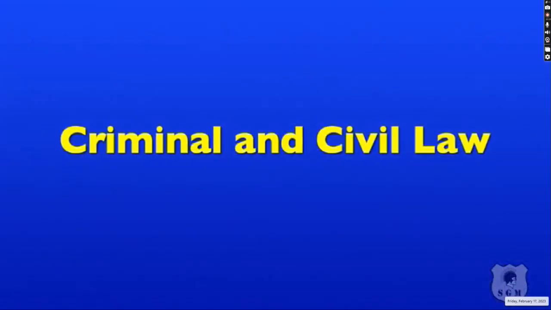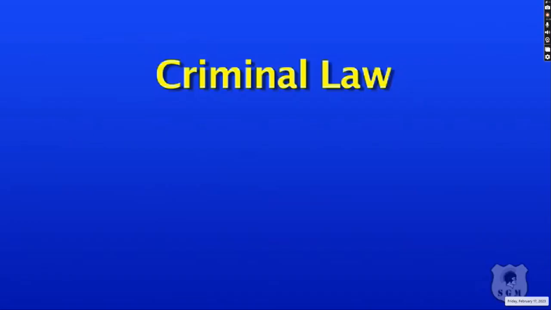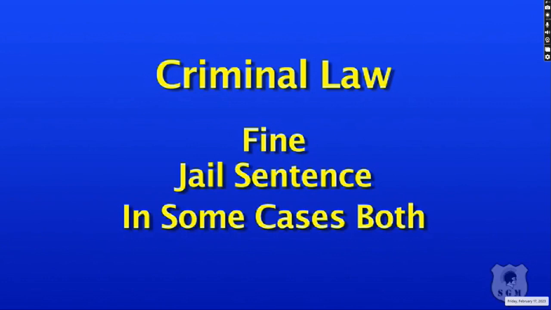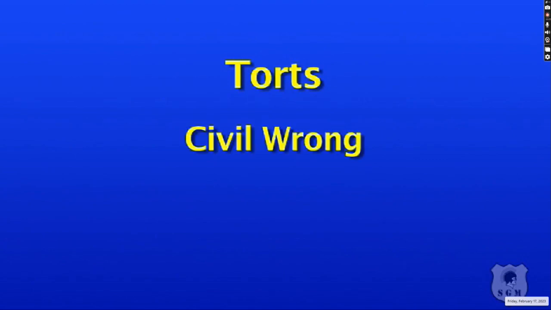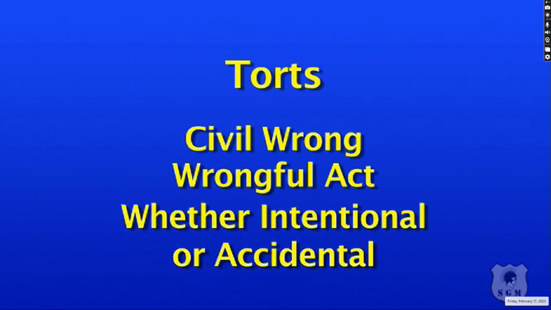Criminal and civil law. Before we continue, you need to understand the difference between criminal and civil law. Criminal laws are laws that give the courts the authority to punish someone who commits a crime. These punishments can be just a fine or a jail sentence, and in some cases, both. Civil cases are sometimes referred to as torts. A tort is a civil wrong or a wrongful act, whether intentional or accidental, from which injury occurs to another.